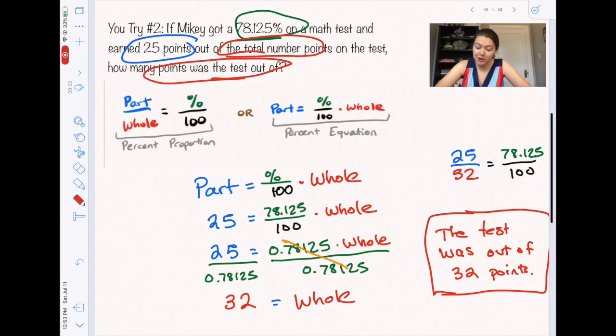You should have gotten 32 points. I used the percent equation method, but I also have off to the right the percent proportion. So 25 divided by 32 is equal to 78.125 divided by 100. So we're getting a 78.125% on a math test if you get 25 out of 32 points.